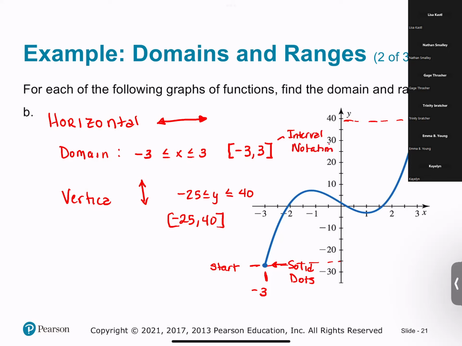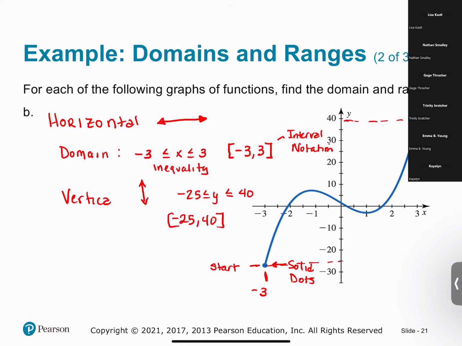Where you're just listing the endpoints in the interval. Very, very concise, easy way to write things. And this is an inequality.